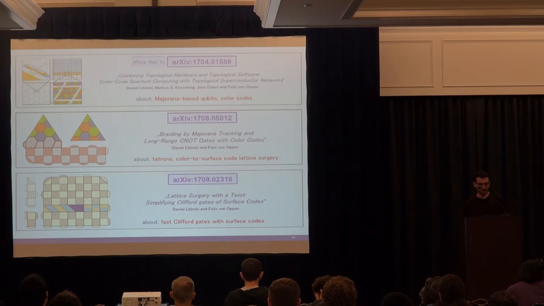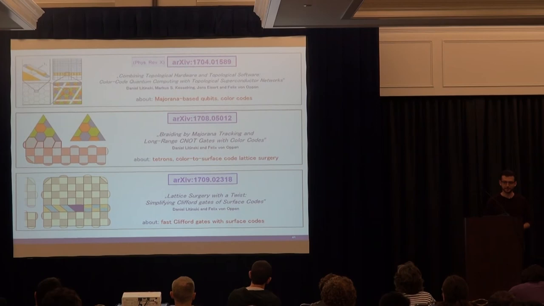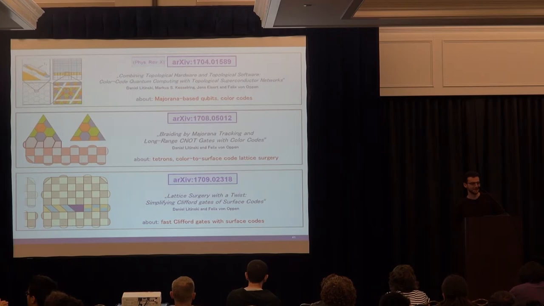If you want to read more about the combination of Majorana-based qubits and color codes, you should read Combining Topological Hardware and Topological Software. It's the first paper which features the word topological 3 times in its title. If you want to know more about tetrons and color-to-surface code lattice surgery, then you'll find that here. And for this surface code scheme, which avoids Clifford gates entirely, it's lattice surgery with a twist. And with that, I've reached my conclusion much faster than I anticipated, but I thank you for your attention.